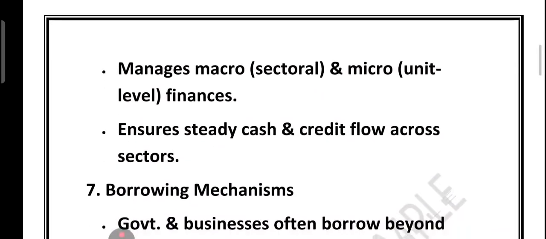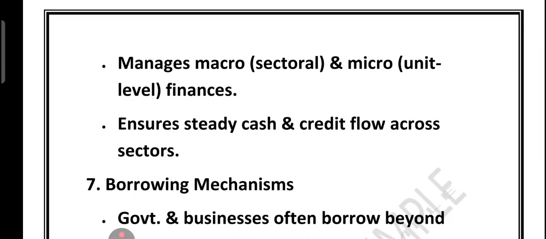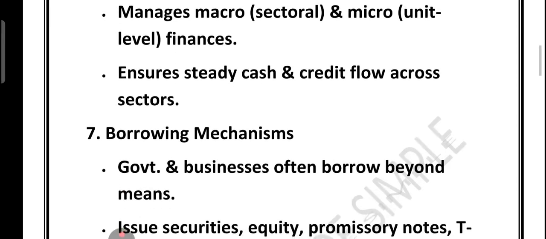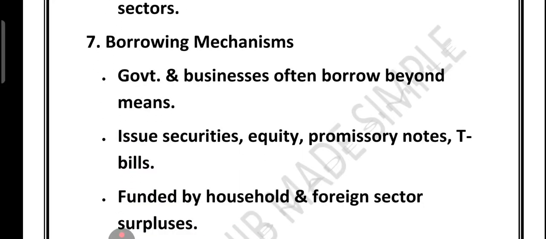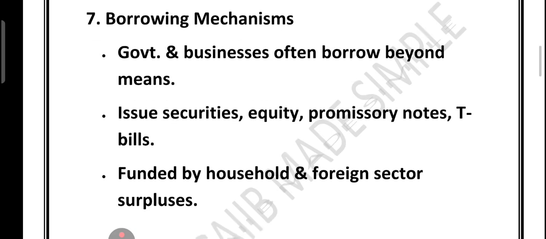What is the role of treasury management? See, it manages the finance at both the macro level and micro level. It ensures steady flow of cash and credit. It aims for liquidity, profitability as well as stability. If you look at the borrowing mechanism, government and business often borrow beyond current means. Instruments which they use are securities, equity shares, promissory notes, treasury bills. These are the instruments being used, and financed by the household saving and foreign sector surplus.